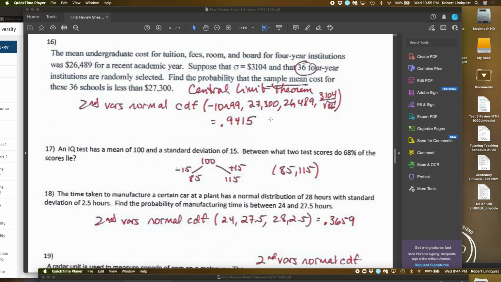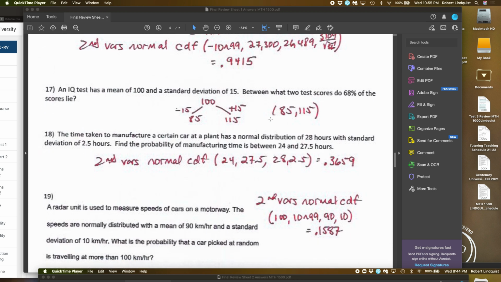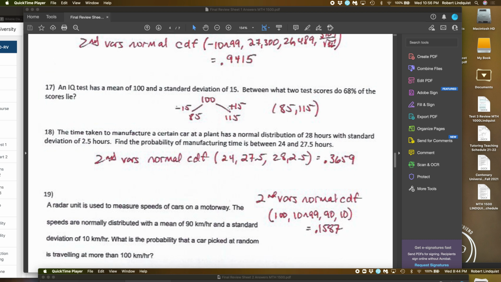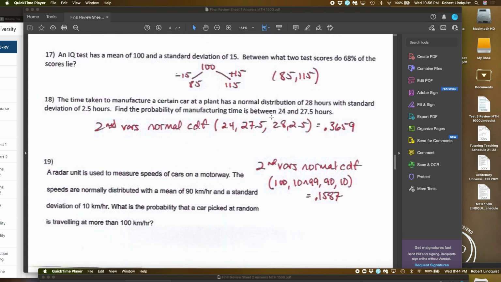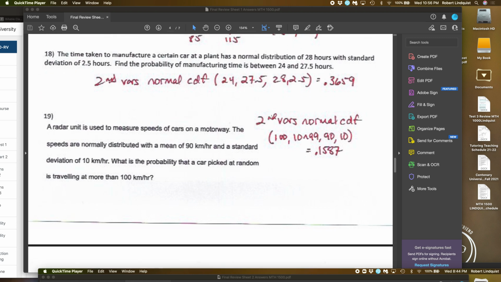That's your probability. Number 17, an IQ test has a mean of 100, a standard deviation of 15. Between what 2 scores do 68% of the scores lie? I've shown you the normal curve on the last 2 videos. I won't on this video. 68% is 1 standard deviation below to 1 standard deviation above. So 1 below, subtract 15, 1 above, add 15. That's 85 to 115.